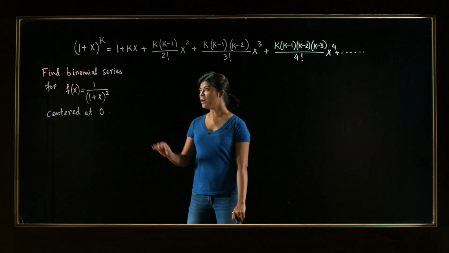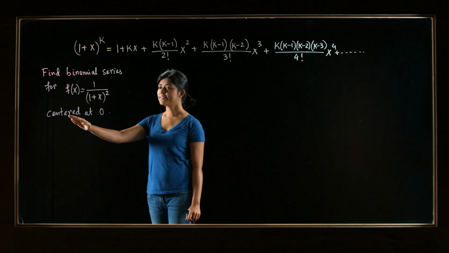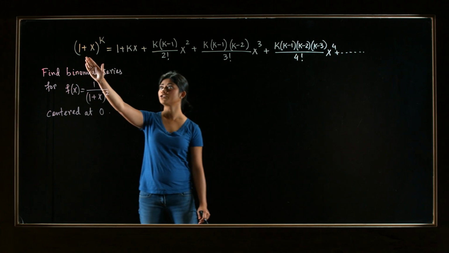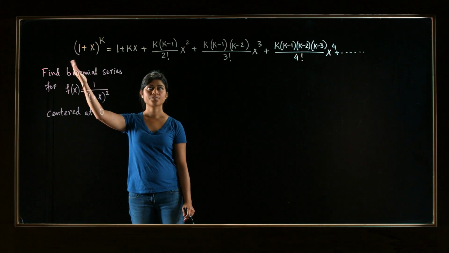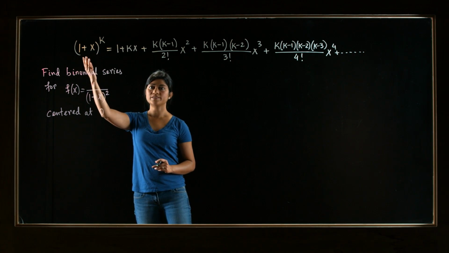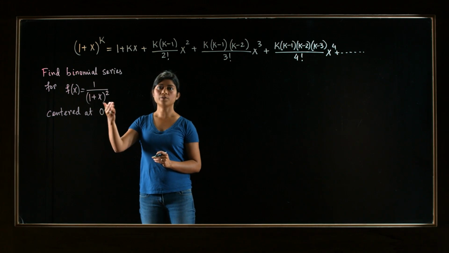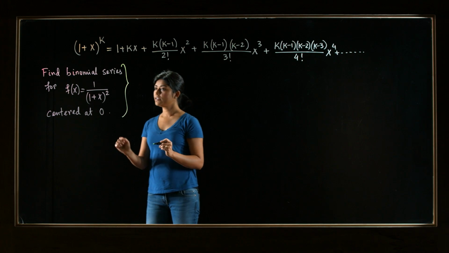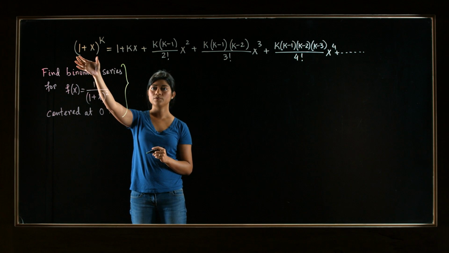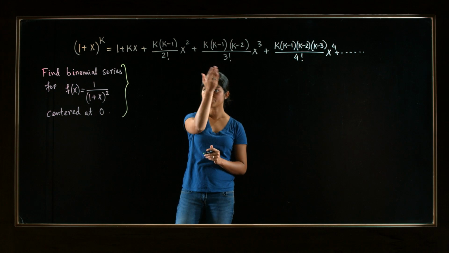In this problem, we have to find the binomial series for this function, 1 over 1 plus x squared, centered at 0. And we have to use the power series representation of the function (1 plus x) to the k. So this is the binomial series given for the general function of the form (1 plus x) to the power of some number k. And our function is 1 over 1 plus x squared. So first, let's see if we can rewrite this function expression in this form, the left hand side, and then we can write down the actual power series.